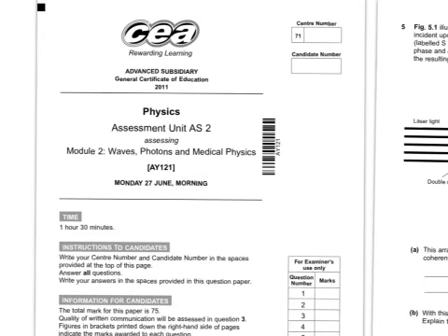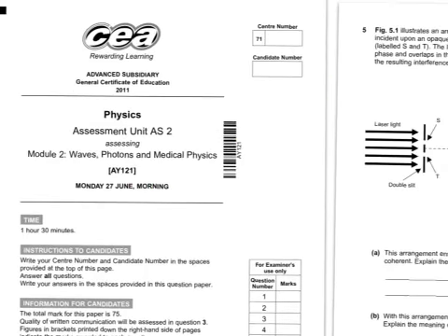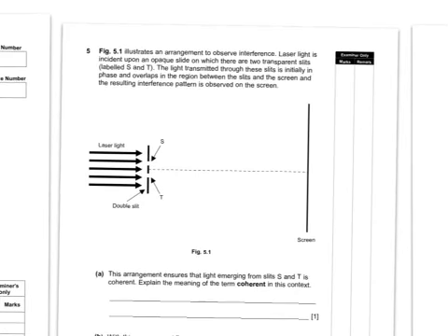Hello once again, and we have yet another question from AS level physics, AS2, cover 2011, and the summer exam in June. Question number 5. So this is all about Young's double slit experiments, and let's read together what it says.